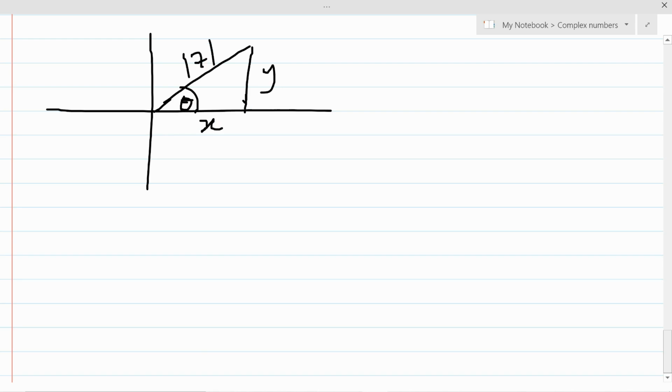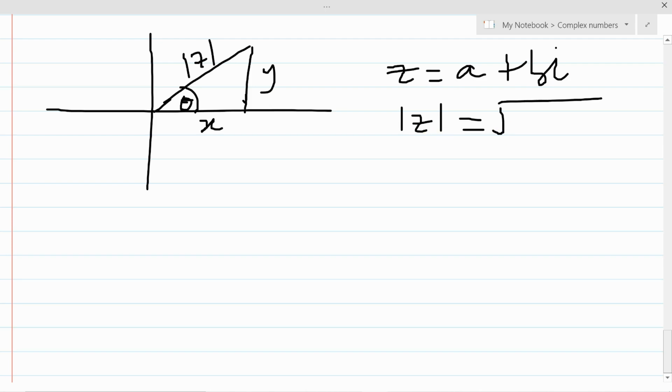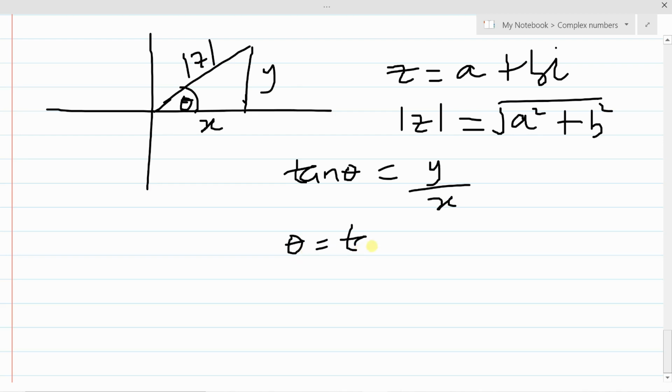So now if I have a complex number z given as a plus bi, then we know that the magnitude of the complex number, or the length of the complex number, is the square root of the real part squared plus the imaginary part squared. Now with this, what will be the angle theta? From the simple SOHCAHTOA that we know from Pythagoras theorem, tan theta will be equal to the opposite over the adjacent. So now this means that our theta is always equal to tan inverse of what?